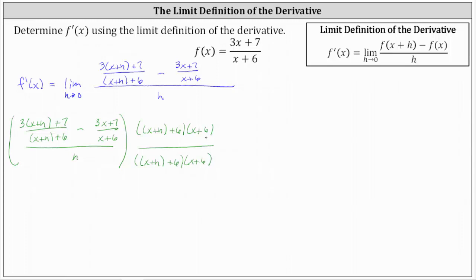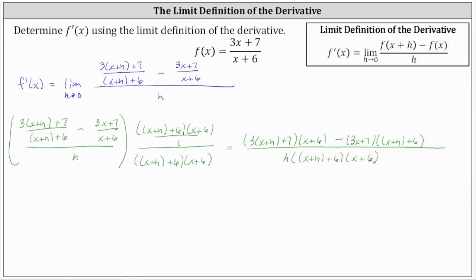On the top, it might be helpful to write the product as a fraction with the denominator of 1. So multiplying in the numerator, notice how for the first product, the quantity x plus h plus 6 will simplify out, leaving us with 3 times the quantity x plus h plus 7 times the quantity x plus 6. And then we have minus, for the second product, x plus 6 simplifies out, leaving us with the product of 3x plus 7 and the quantity x plus h plus 6. In the denominator, we have h times, again, the product of the quantity x plus h plus 6 and x plus 6.